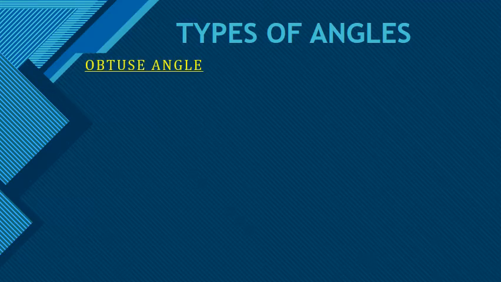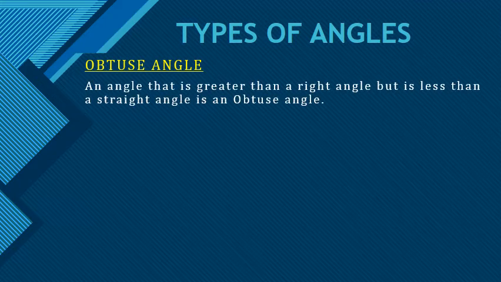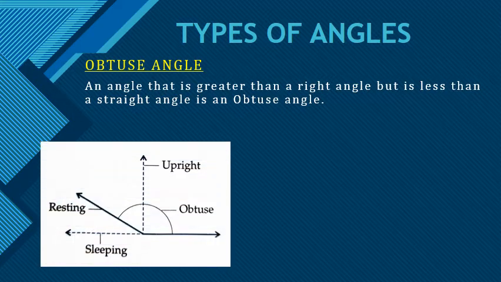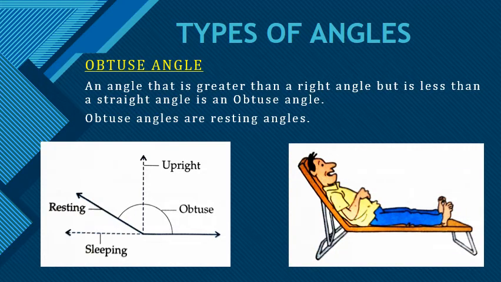Now let's learn about obtuse angle. So what is an obtuse angle? An angle that is greater than a right angle but is less than a straight angle is called an obtuse angle. That is, an angle which is greater than 90 degree but less than 180 degree is called an obtuse angle. In the given picture, we can see that the two arms are making an obtuse angle. Obtuse angles are resting angles, as you can see in the second picture.